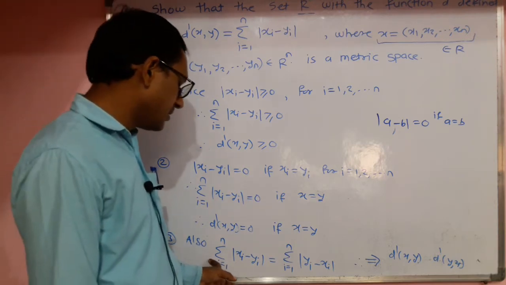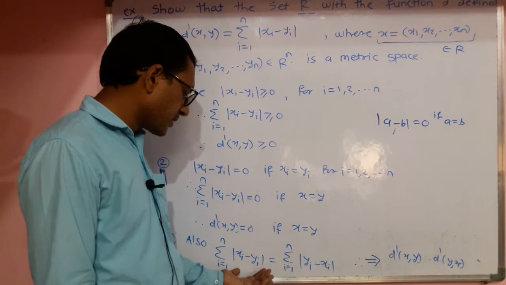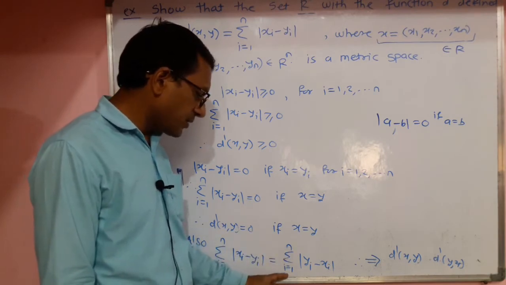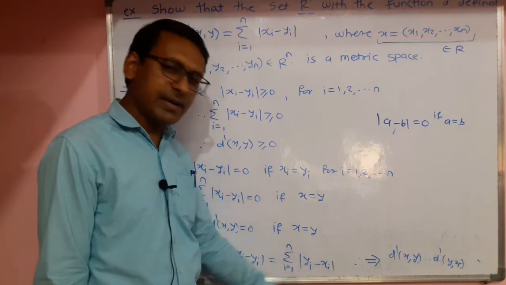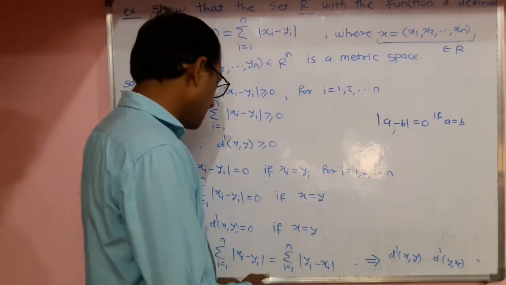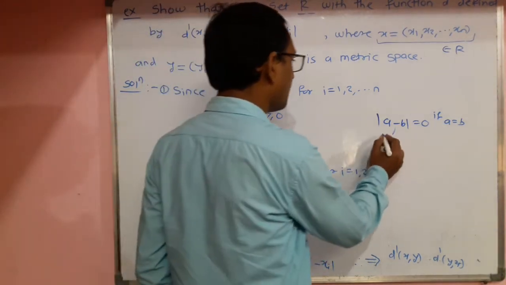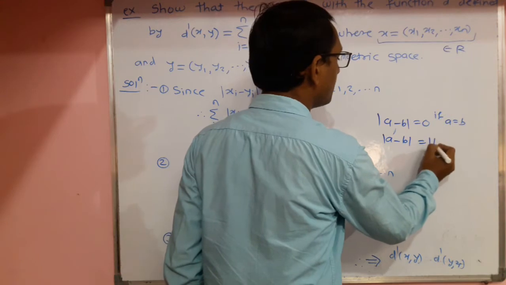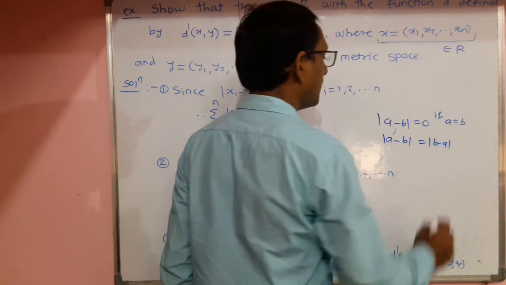So likewise, this summation of mod of xi minus yi is equal to the summation for i equal to 1 to n of mod of yi minus xi. These summations are equal since for any two real numbers a and b, mod of a minus b is equal to mod of b minus a.